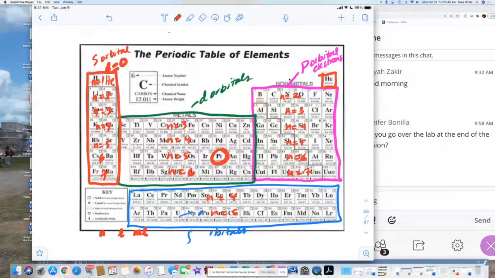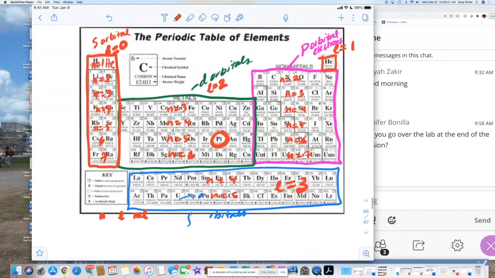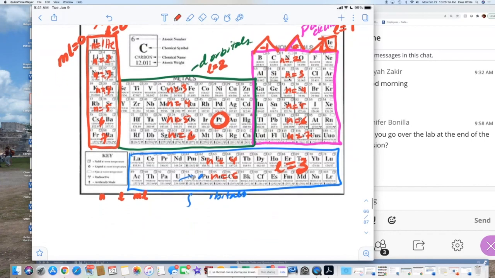L equals 0 for this whole thing. This is L equal here. L equal 1, L equal 2, L equal 3. Okay. And then last week we did the M sub L, but for right now, for this whole column here, M sub L equals 0. We did this one here last week, which was negative 1, 0, 1. Okay. So it will actually be easy.